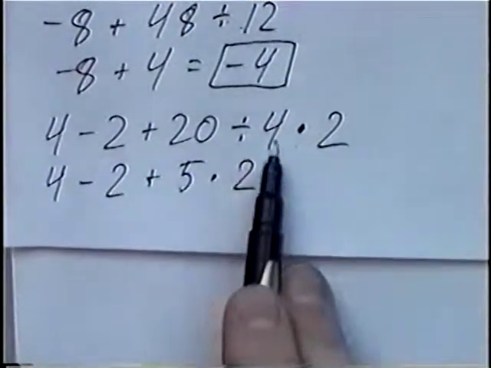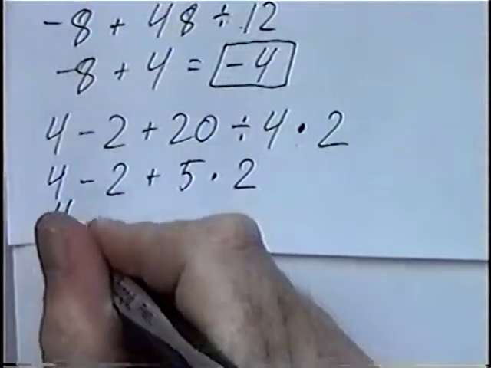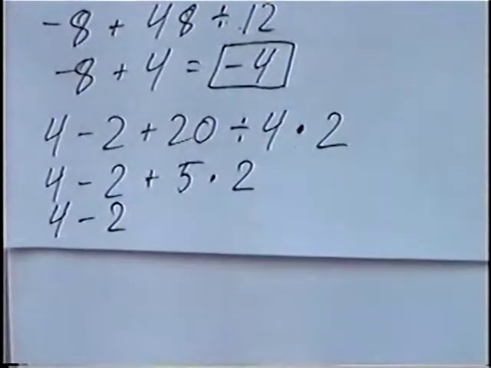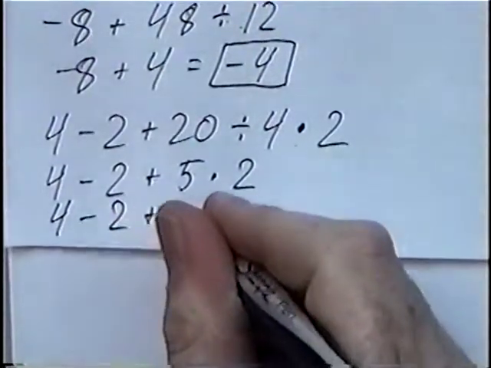After division from left to right, we will multiply. So again, 4 minus 2 would stay the same, and 5 times 2 would be 10.